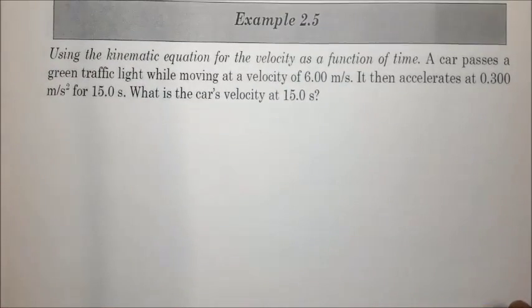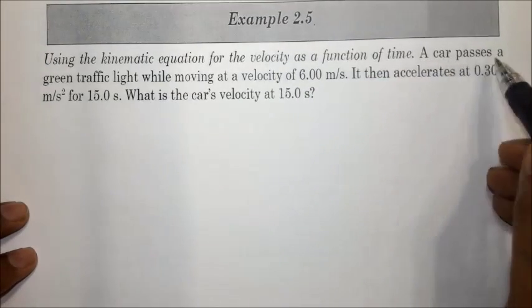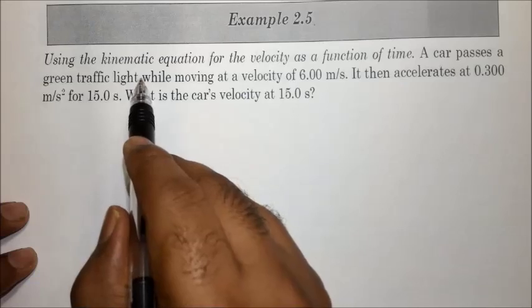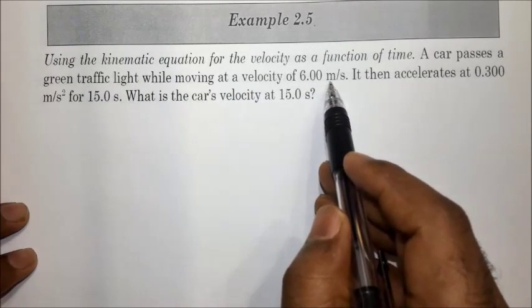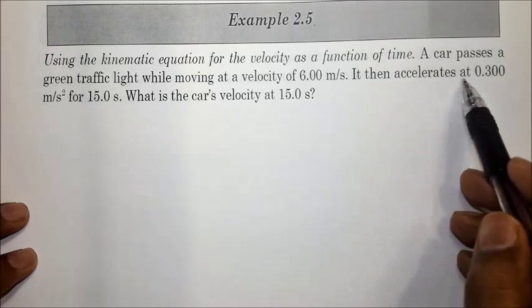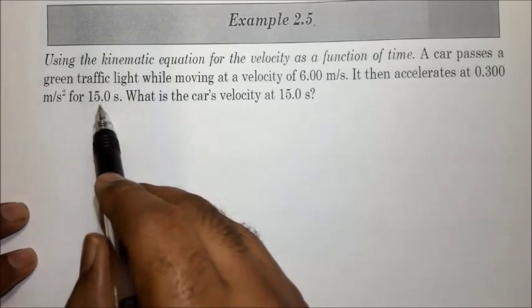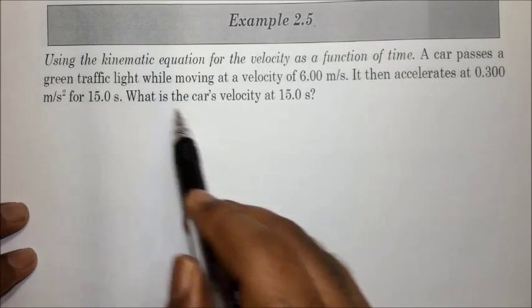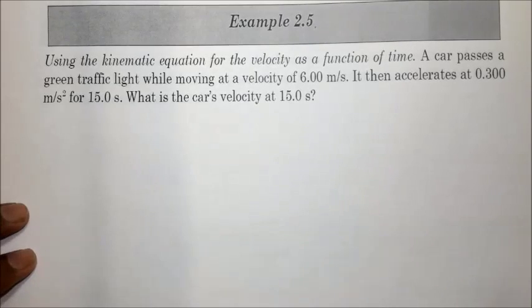Let's do another example. Example 2.5. A car passes a green traffic light while moving at a velocity of 6 meters per second. It then accelerates at 0.300 meter per second square for 15.0 second. What is the car's velocity at 15.0 second?